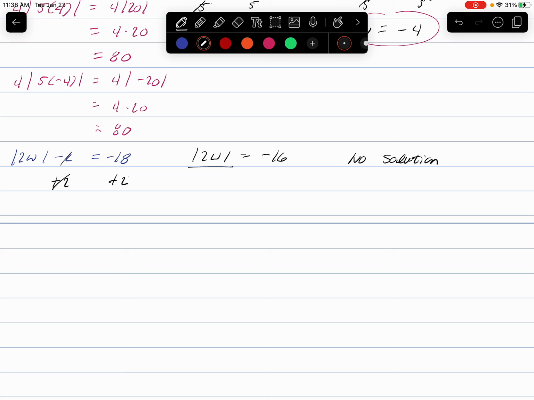And this is just because you can't have a negative distance. Since the absolute value looks at the distance on the number line, you're never going to have a distance of negative 16. There's no value of w that's going to allow you to have a distance of negative 16. So we would just say there is no solution.